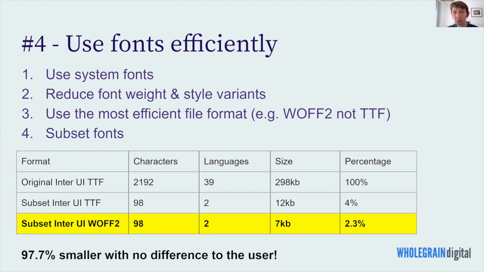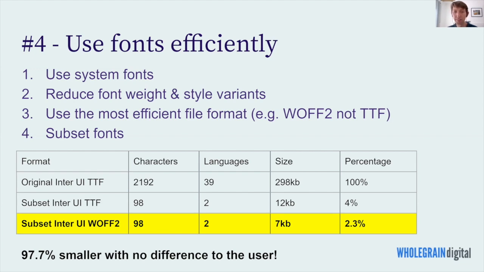But I think the most exciting thing, from a very geeky point of view, that you can do with fonts is to subset them, which means stripping out all of the characters that you're never going to use. As an example, there's a very popular open source font called Inter UI, and it comes as standard with 2,192 characters covering 39 languages. It goes way beyond standard Roman script. And the one file is 298 kilobytes.